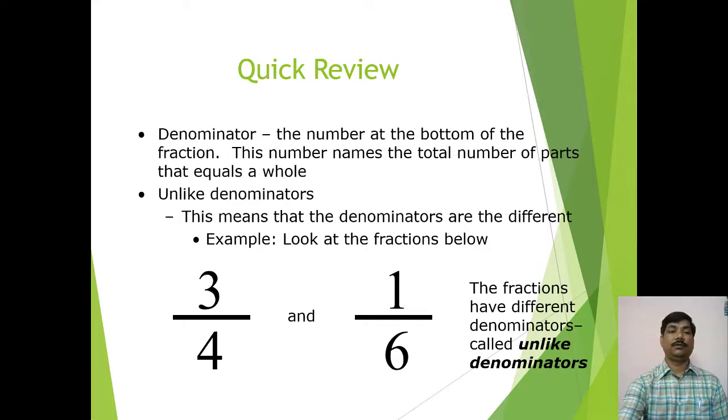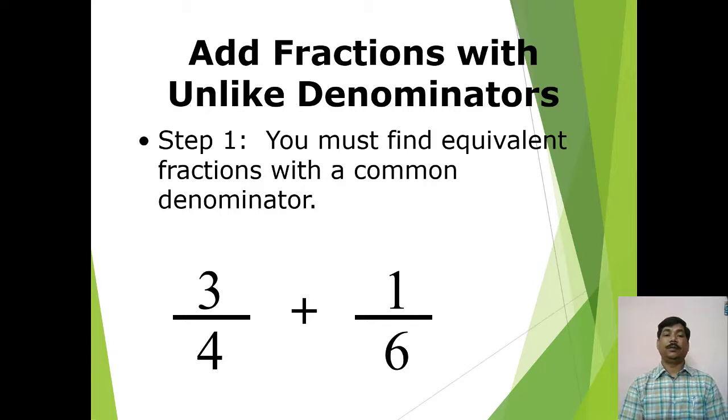Now we start to add the fractions with unlike denominators. Take a problem in which we are adding 3 upon 4 and 1 upon 6. Here the fractions 3 upon 4 and 1 upon 6 are unlike fractions. So to add unlike fractions, we have to follow some steps. First step: you must find the equivalent fraction with the common denominator of each fraction.